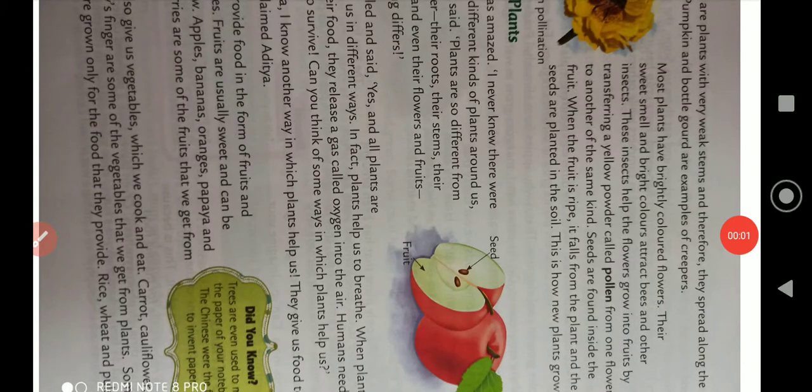Good morning, children. Yesterday we learnt about the different types of plants, that is trees, shrubs, herbs, climbers and creepers. Now we will move ahead.